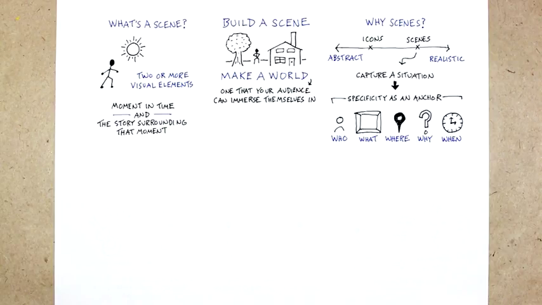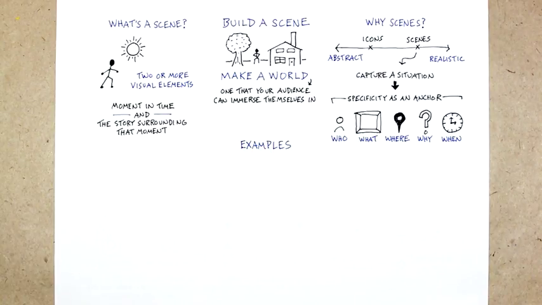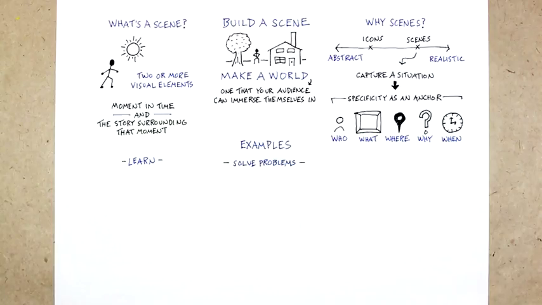Now that you've seen the what and why of scenes, let's look at a few examples so that you get a clearer picture of their power. I'd like to describe one example for each of the three application categories that we'll be exploring in part 2 of this course. Those applications are to learn, to solve problems, and to share ideas. For each, I will give an abstract example that could apply in a lot of situations, but then give a more specific example to bring it home.